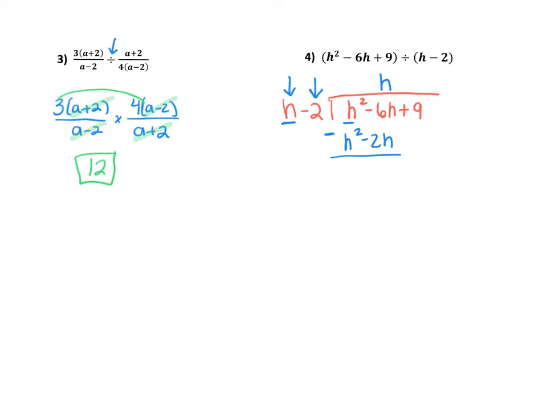H squared minus h squared will become 0, and then I'm going to have negative 6 minus negative 2, which will become negative 6 plus 2, which will be negative 4h, and then I'm going to bring down the 9. So then I would say h times what will give me negative 4h? Well, h times negative 4 will give me negative 4h. And then I'm going to multiply each of those by negative 4, so I'll get negative 4h plus 8. So negative 4h minus negative 4h will give me 0. 9 minus 8 will give me 1. So then I'll have a remainder of 1 over h minus 2.